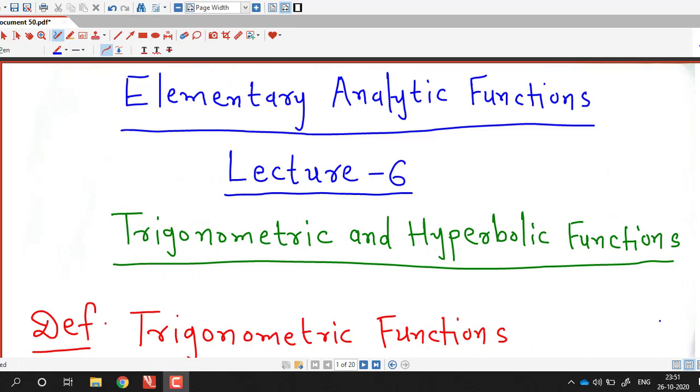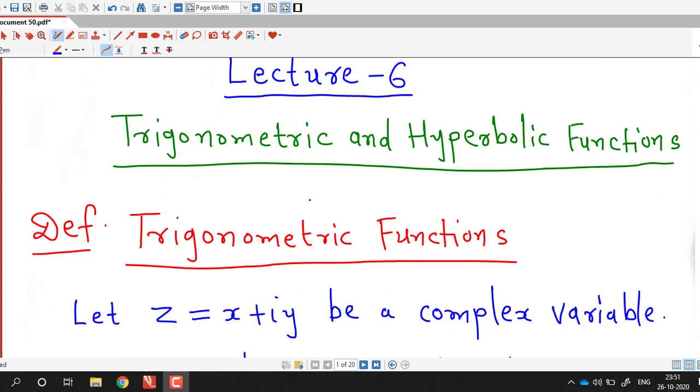Hello friends, I welcome you in lecture number 6 on elementary analytic functions. In today's session, we are going to discuss trigonometric and hyperbolic functions of complex variables. So first we define complex trigonometric functions and then we will go for complex hyperbolic functions.